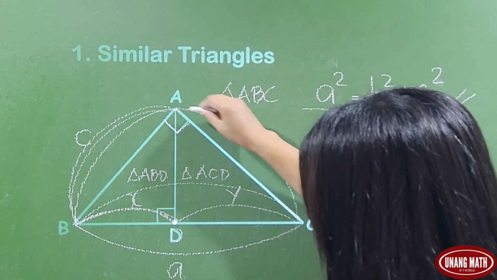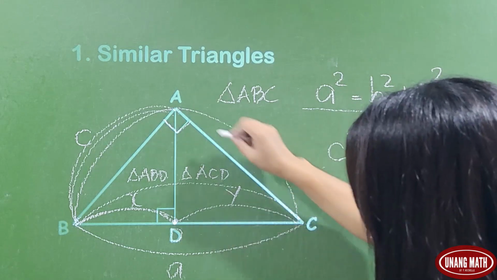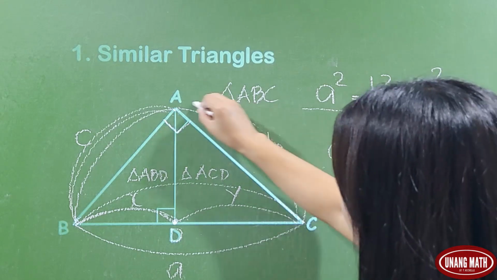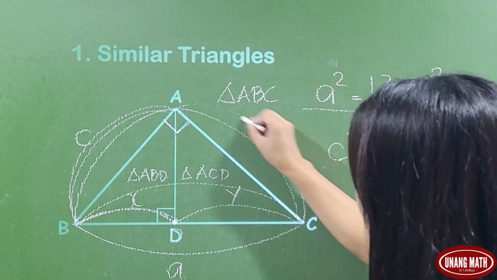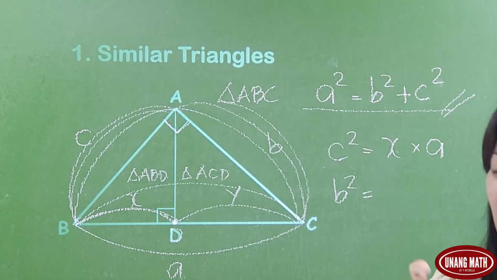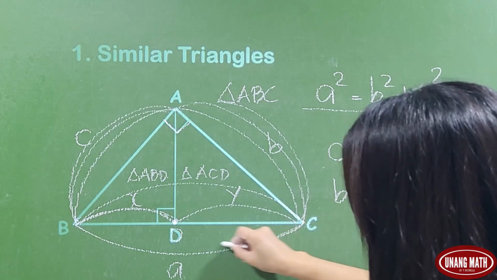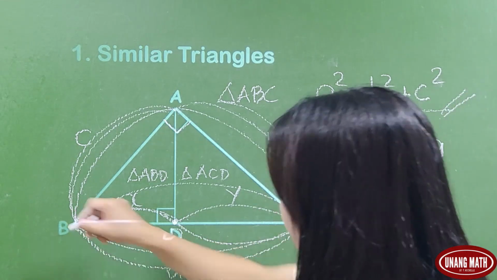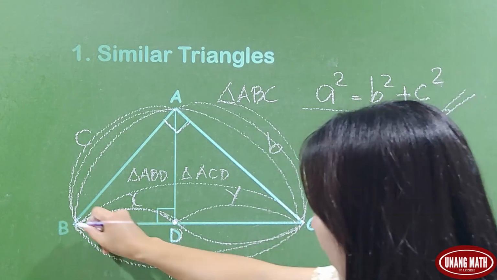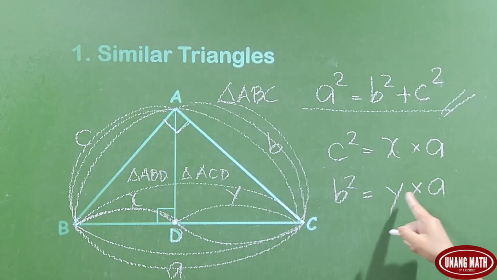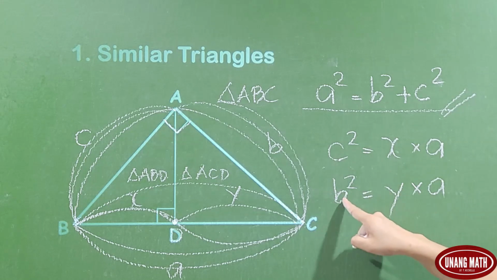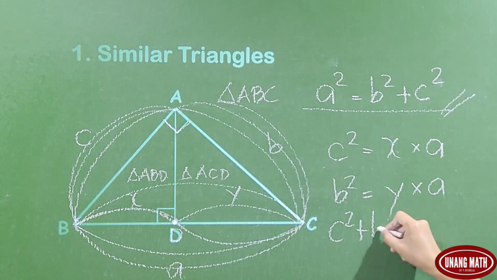Also, we have this side in this right triangle ACD. From this point to this right angle, if we square this side, we have b squared, which is equal to the product of this side, y, times this side, a. So y times a.